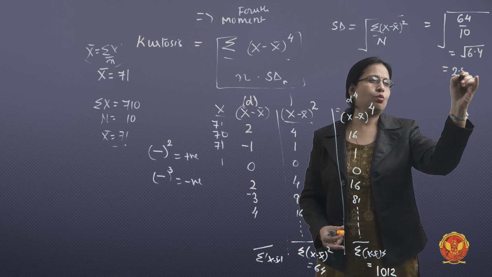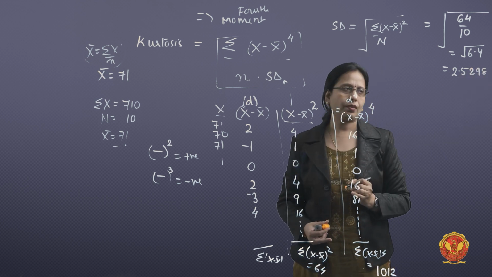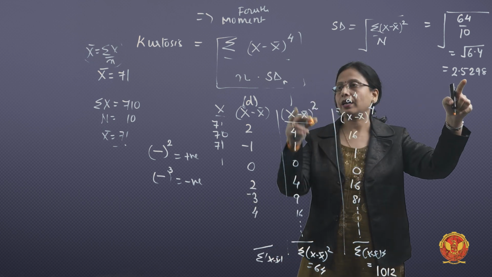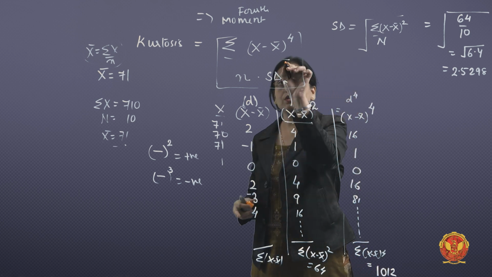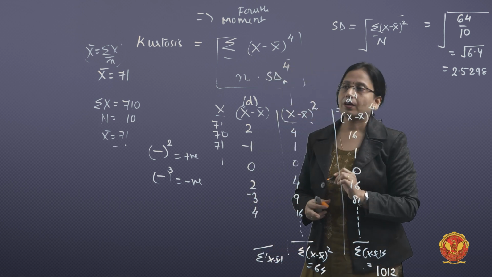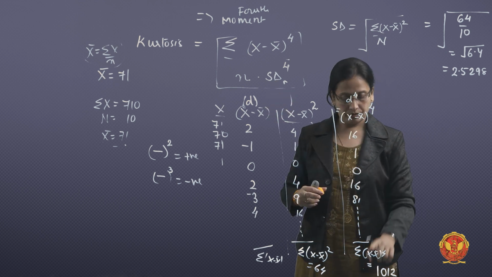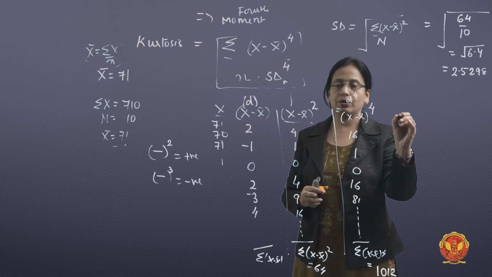It will come 2.5298. Right? This is the standard deviation, and I can use it directly here. One more thing, I missed the power. This value will be used here, and this summation will be used here, and I will calculate the kurtosis.